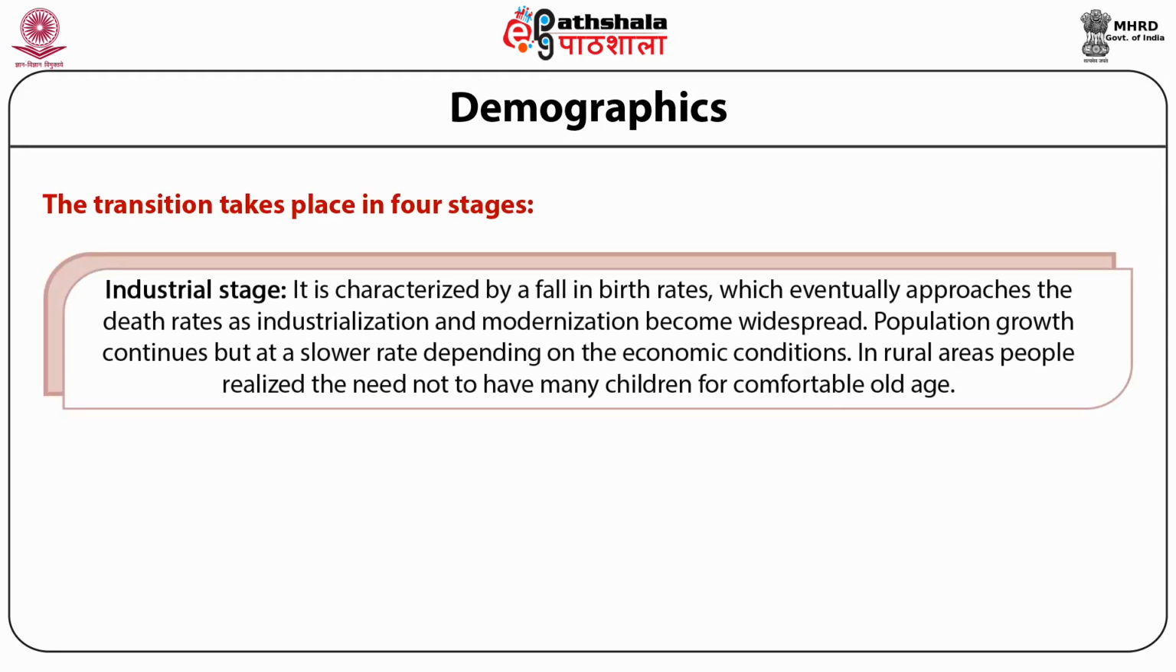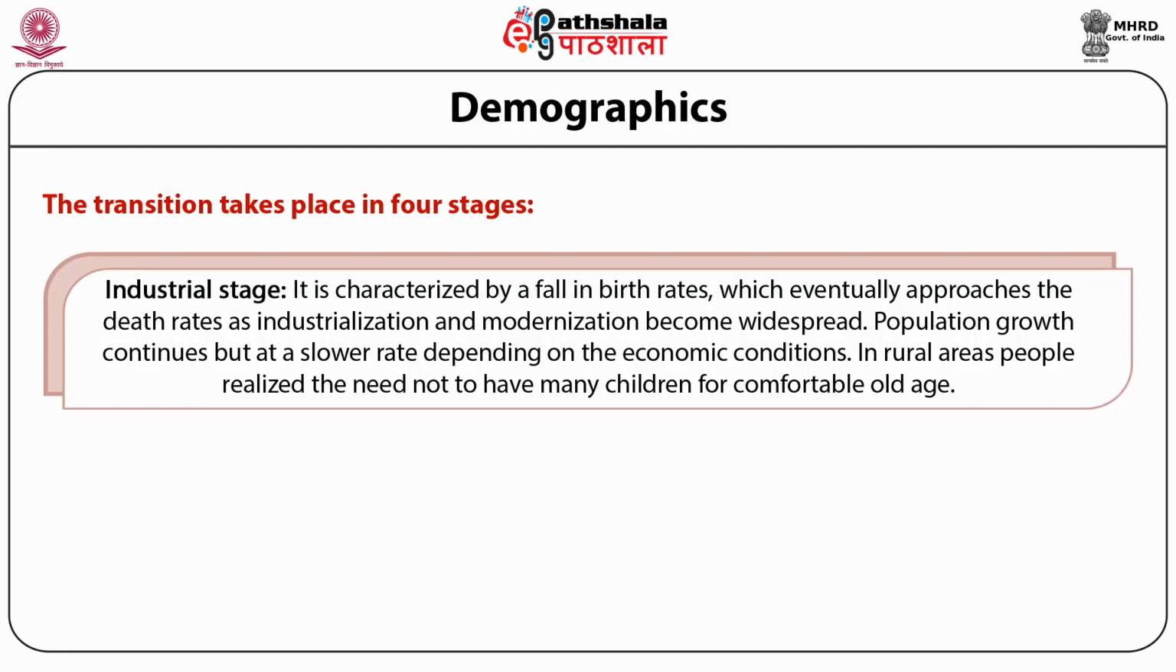It is characterized by fall in birth rates which eventually approaches the death rates as industrialization and modernization become widespread. Population growth continues but at a slower rate depending on the economic conditions. In rural areas, people realized the need not to have many children for comfortable old age.